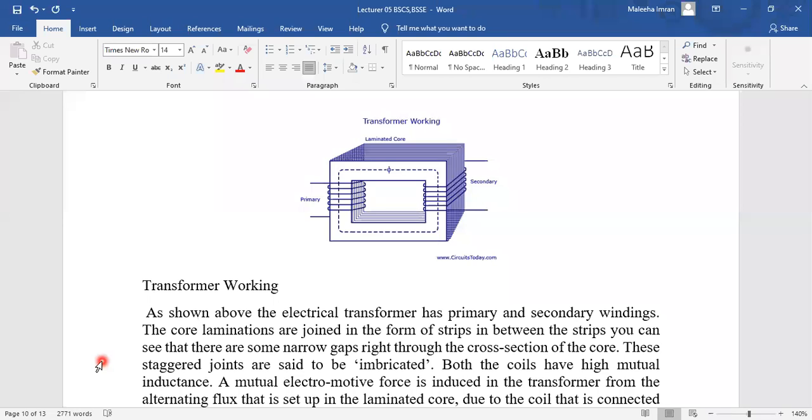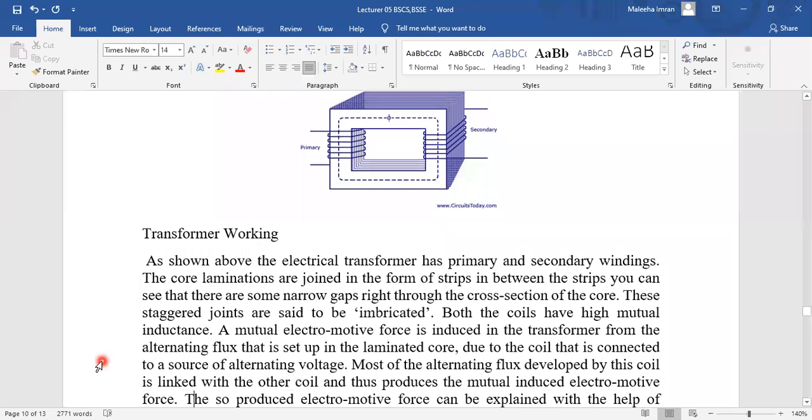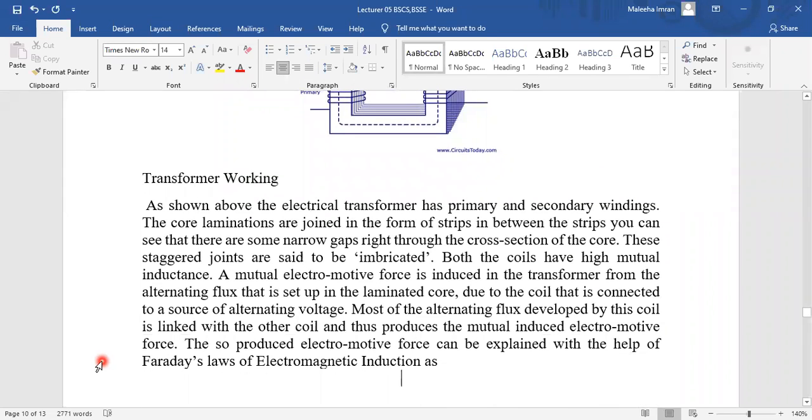These strips are laminated by varnish or some other paint material, and then this is dipped into some insulating material. Both coils have a mutual electromotive force induced in the transformer from the alternating flux that is set up by the laminated core due to the coil that is connected. So most of the alternating flux develops.